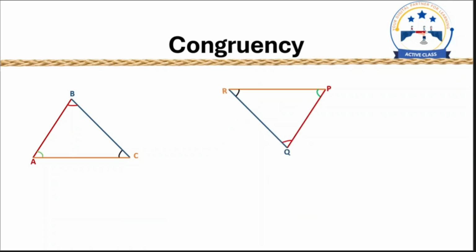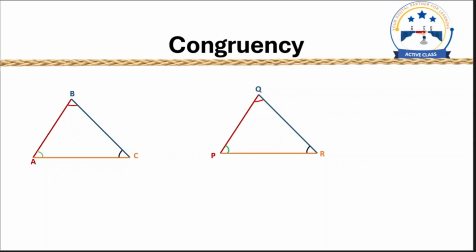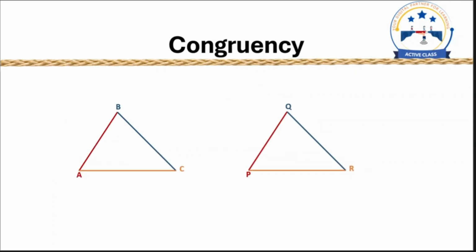Let's have a look over these two triangles. Can we call them congruent? One thing that we have noticed is their orientation is different. So let me flip the second triangle to make their orientation same. Let me overlap the first triangle with second one. Yes, they are congruent triangles.